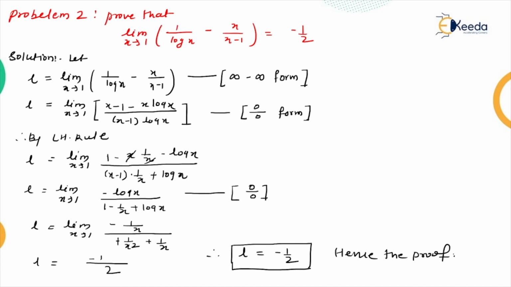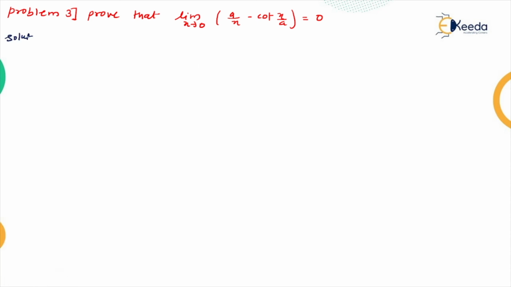I hope you understand this very well. Next, let me start the third example. This is a very interesting problem that I am going to discuss with you. Prove that the limit as x tends to 0 of a upon x minus cot of x by a equals 0. You have to show the RHS is 0 after simplifying this limit. Now let's see how it will be solved. I'm writing just a solution here.